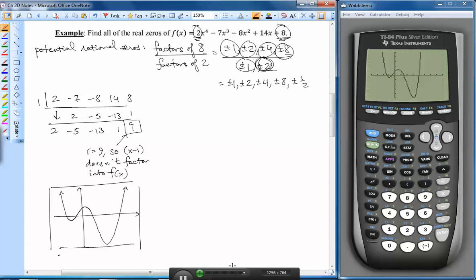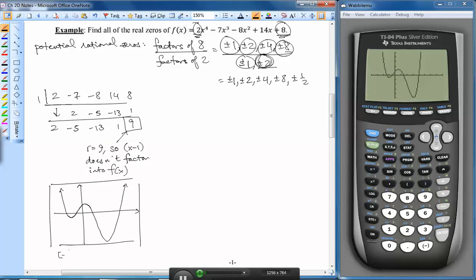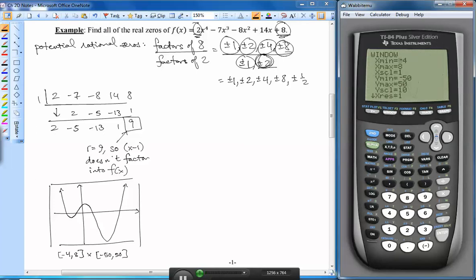I want to include my window, so don't forget that on homework. I think it was, what was it, negative 5 or negative 4? I think it was negative 4 to 8 by negative 50 to 50. Let me double check that to make sure. Yeah, negative 4 to 8, negative 50 to 50.